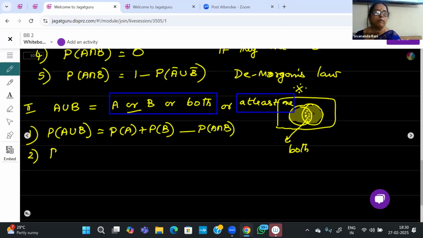One more way of depicting A union B. Is there any other way of writing A union B? This is backed by the addition theorem. We are all quite familiar with this. We are all fond of this, and it's used very frequently because it is valid for any two events. That's why. Okay, is there any other way of writing A union B?